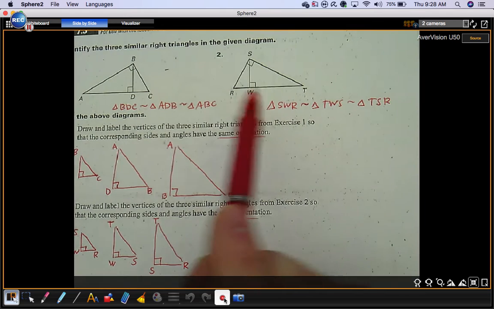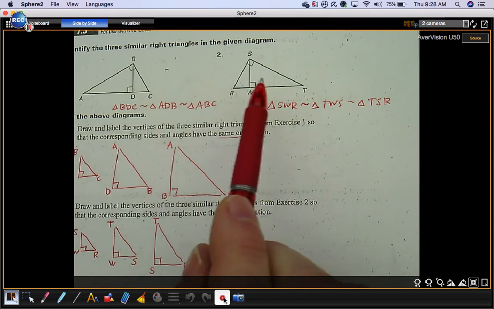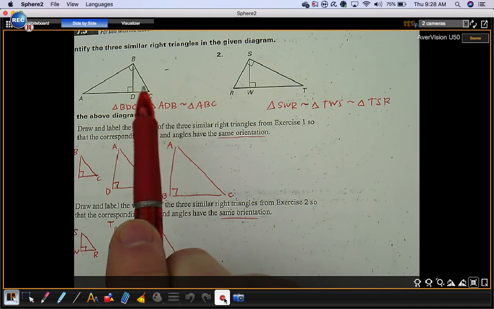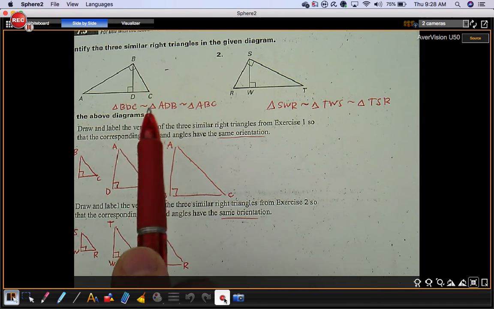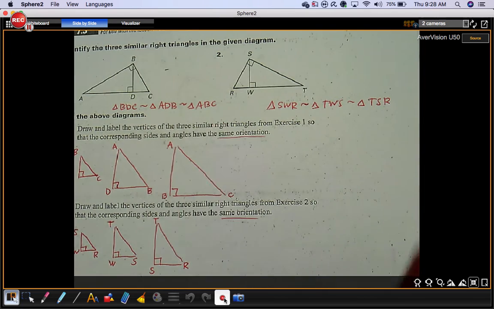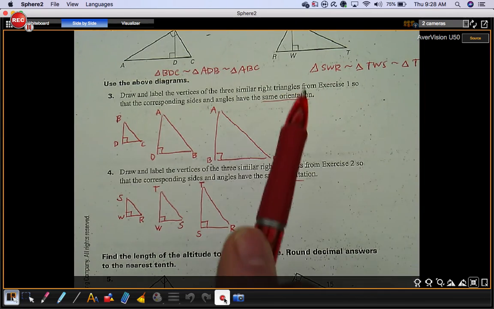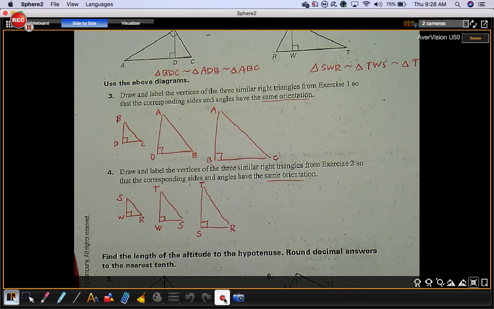So these diagrams are what you're going to see a ton in this section. It's one right triangle with an altitude to the hypotenuse drawn that makes three similar triangles. If you can break them apart in the same orientation, you're going to be at an advantage when we go to solve for the missing parts.